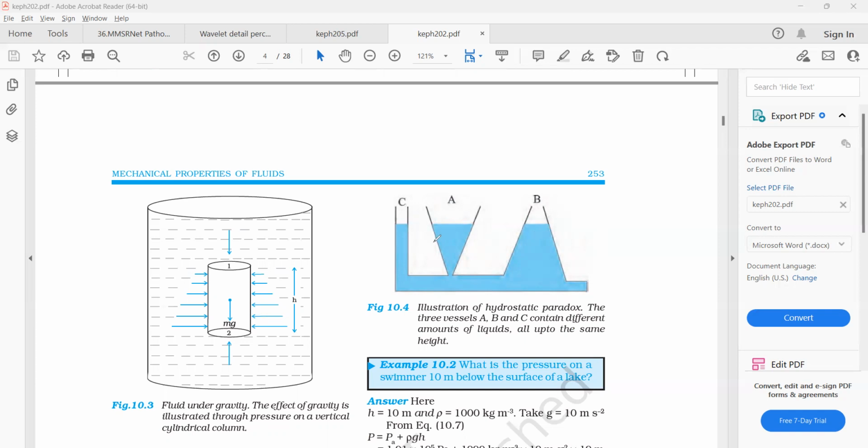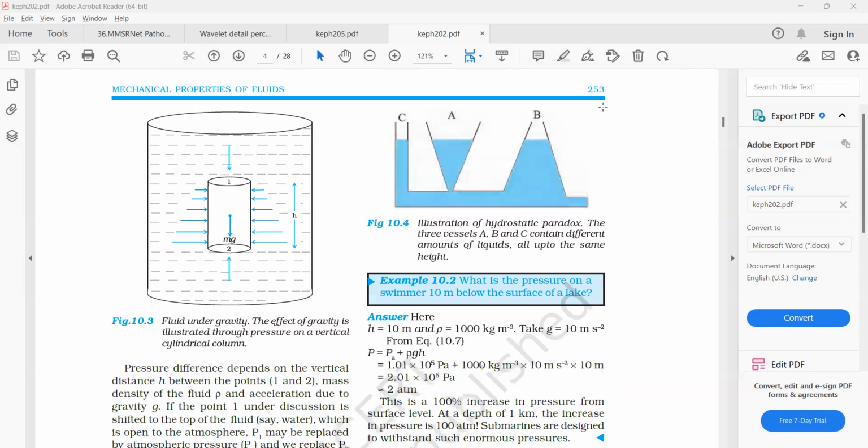This happens with each vessel. When I remove water from vessel A, if I call this position 1, then the water in vessel B will decrease and the water in vessel C will decrease, in order to bring vessel A's height to a particular point 2, such that the water in all three vessels is at the same height. This is the hydrostatic paradox. With this simple example, we can explain what it means.